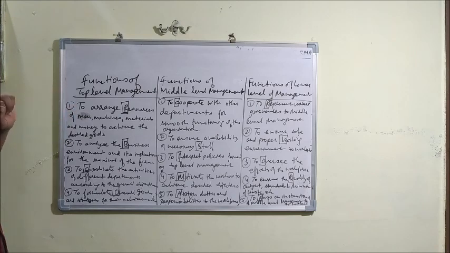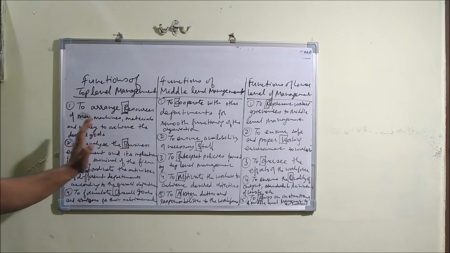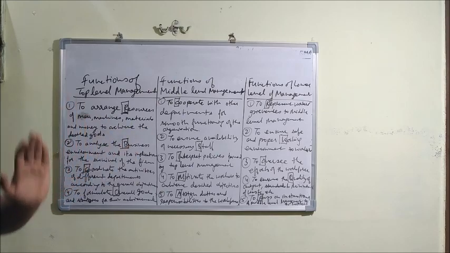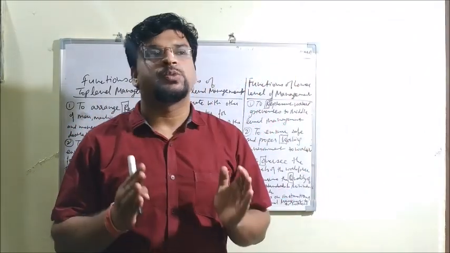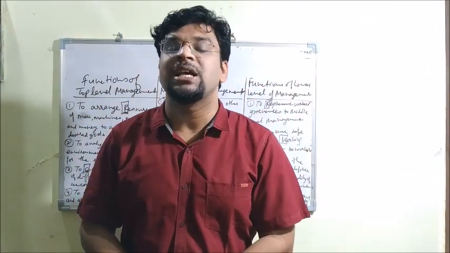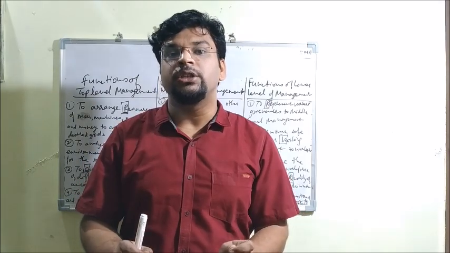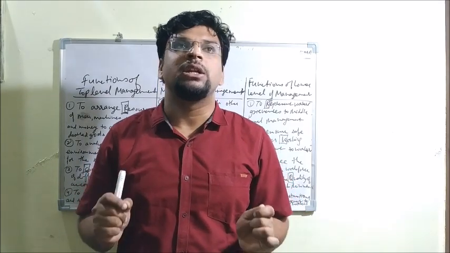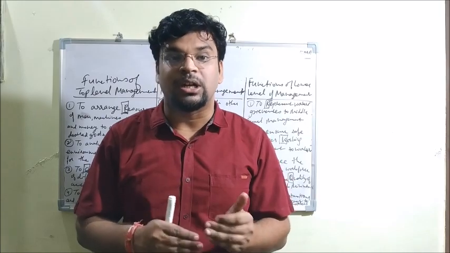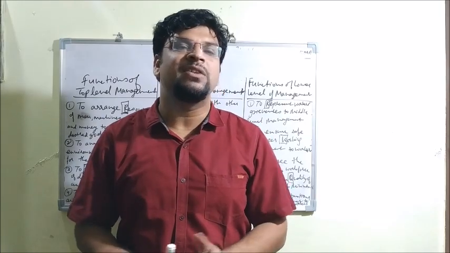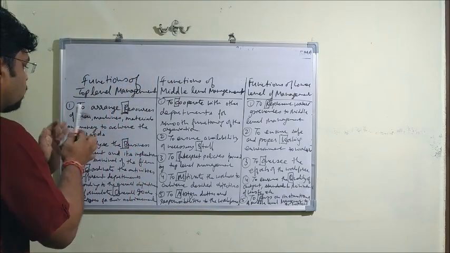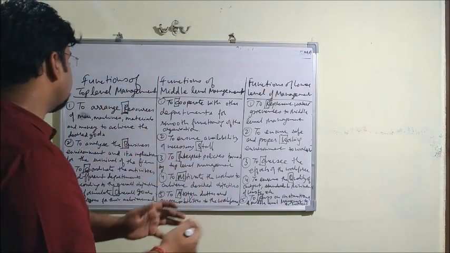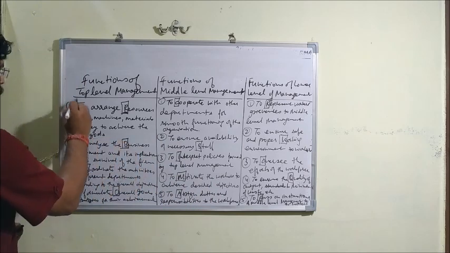Very first we're talking about top level management. Arrange resources of man, machines, materials and money to achieve the desired goals. Means top level management, as I told you, is responsible for the survival of the organization. They need to arrange whatever is required in the organization. If that thing is not available, then they have to make it available from different sources. So they are actually responsible for arranging resources of man, machines, materials and money to achieve the desired goals, right?